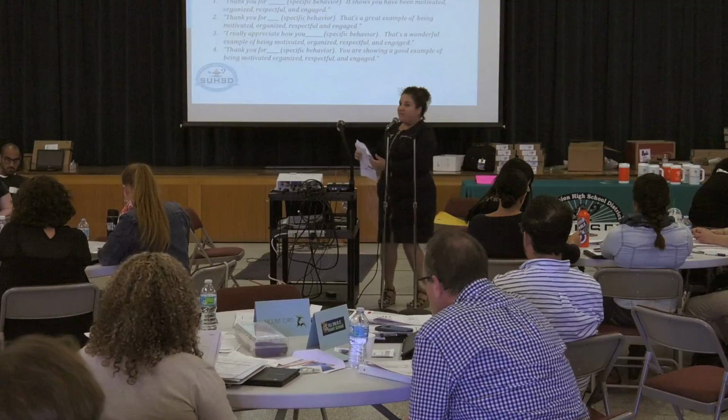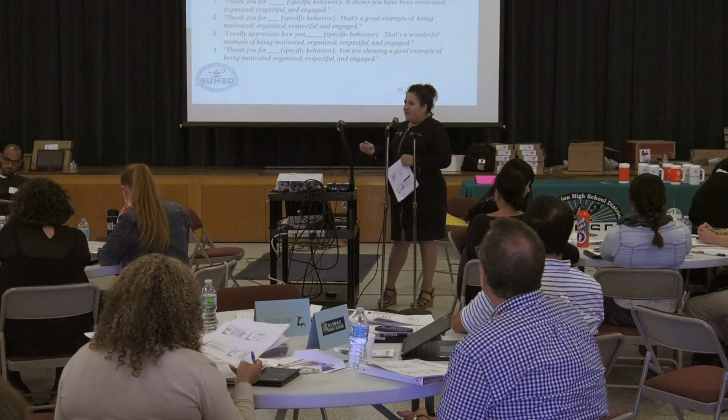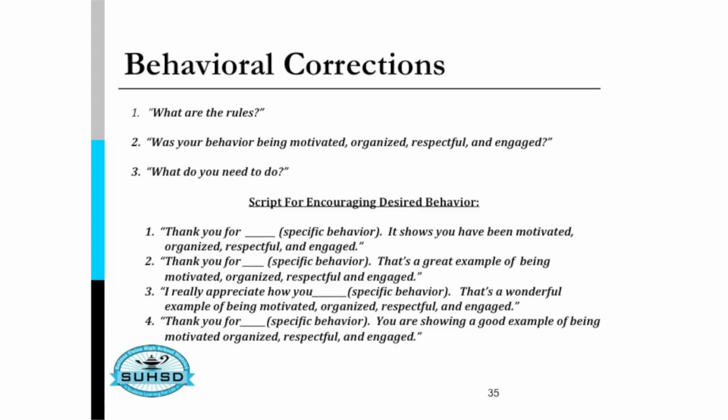When we do have to correct a behavior, some things you might want to tell a student or ask them are: what are the rules? What are the school-wide rules? For this particular school, it was be MORE: motivated, organized, respectful, engaged. So was your behavior motivated? Was it engaged? Was it respectful? And then what do you need to do? Just redirecting them. Those are some ways you might want to correct behavior.